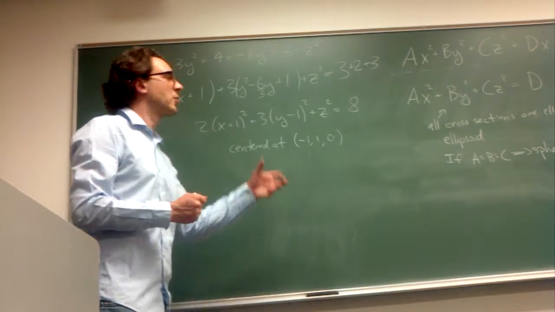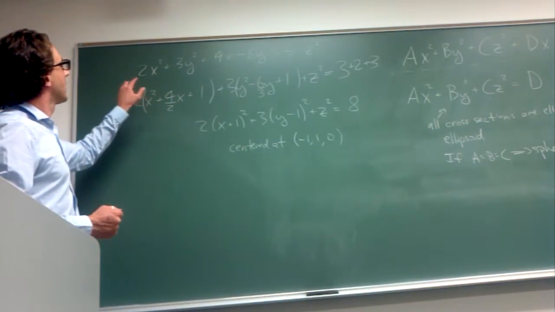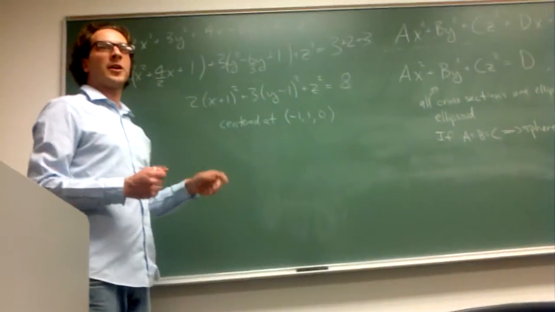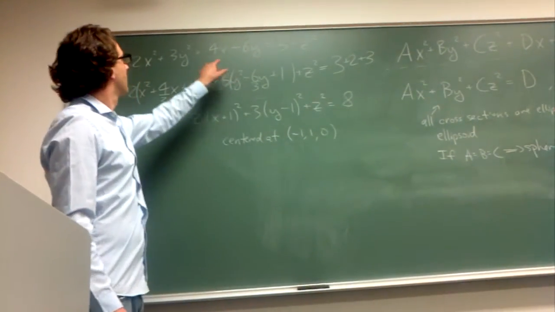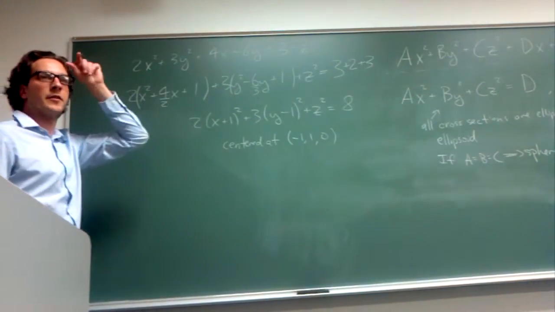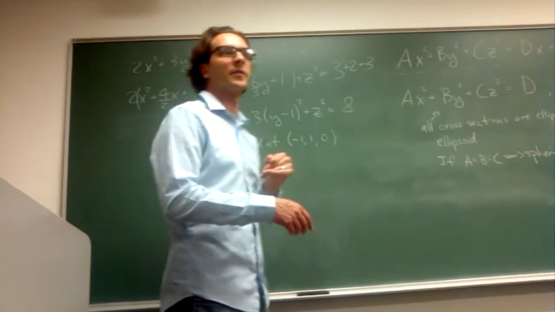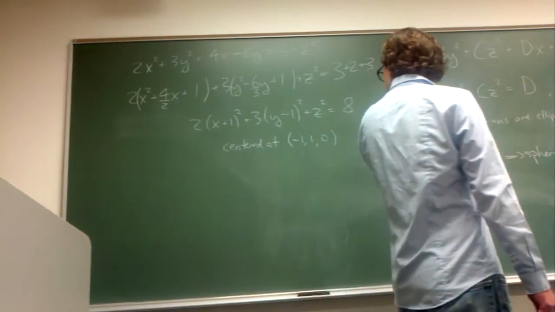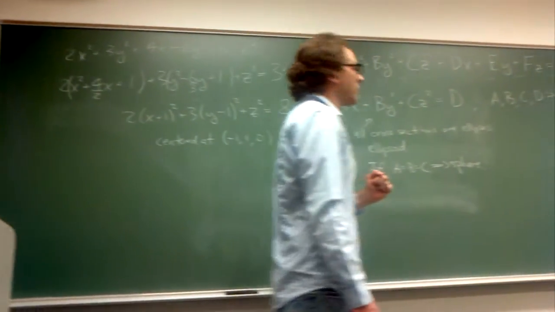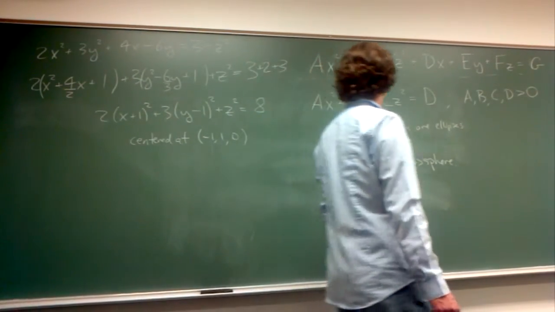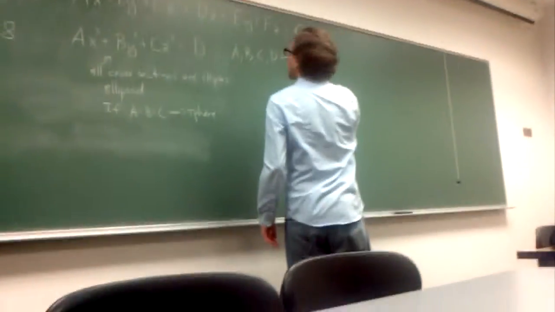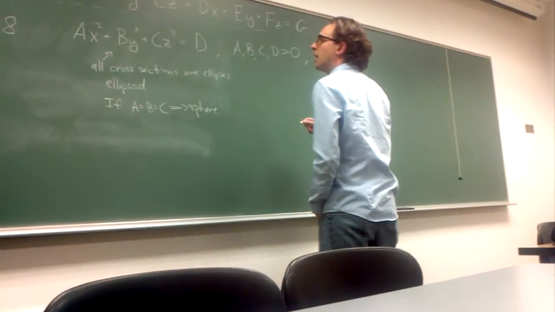Okay, so from that example, I hope you can see that if you're just worried about classifying the type of surface, the only thing that matters is the leading coefficients. Okay? So the rest you can get by completing the square. Cool. So ellipsoid, you know. What else should you know?